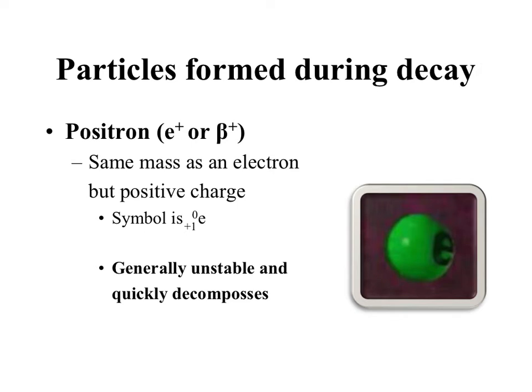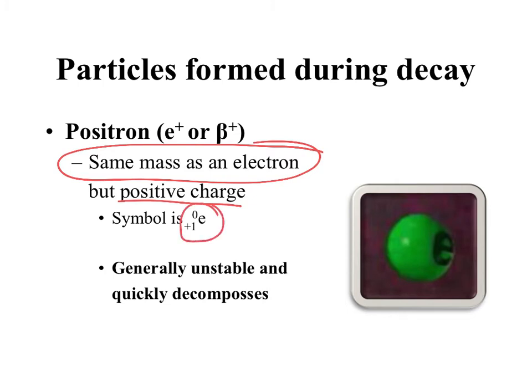A positron is basically the size of an electron, but it has a positive charge. So sometimes there's this little positive particle that's given off during decay, meaning when that radioisotope breaks down and it shoots off these positrons. This is something that's really unstable, doesn't last very long, and breaks down.